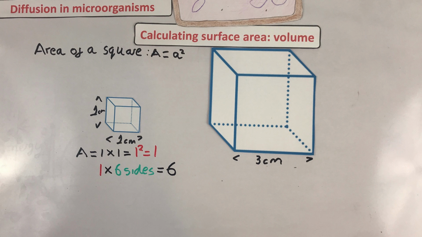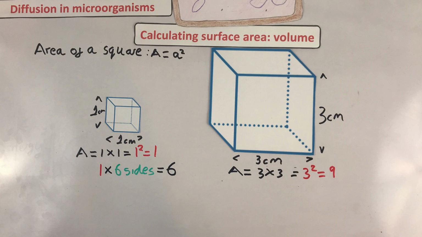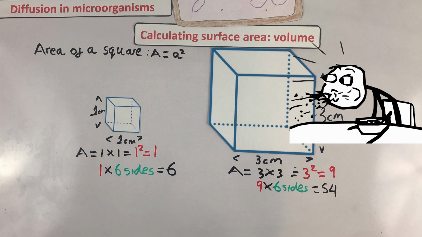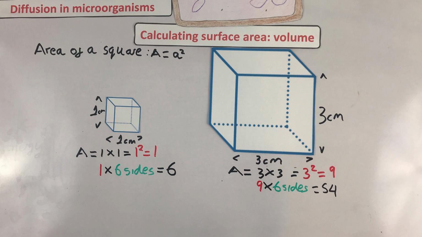Organism B, on the other hand, has an area of 3 squared, so 3 times 3, which is 9. 9 times 6 sides gives us a surface area of 54. Now you might be thinking, well, obviously, the bigger the better. But no, not when it comes to diffusion. Remember that the particles are moving randomly. The longer the distance, the more likely your particle is going to end up in some next place.